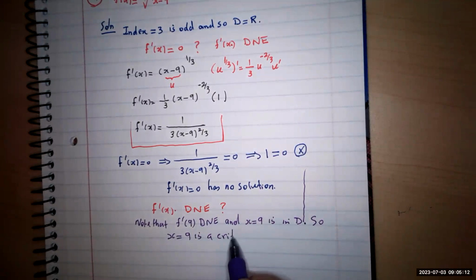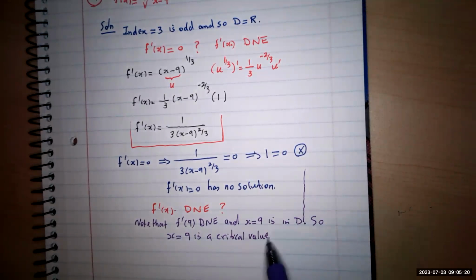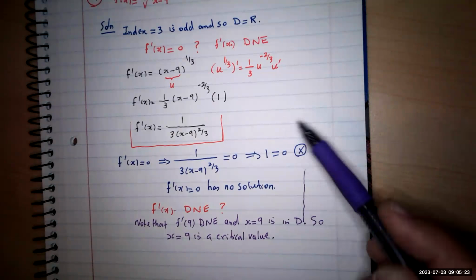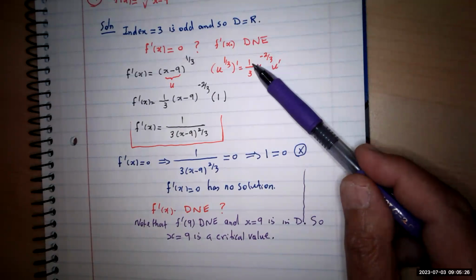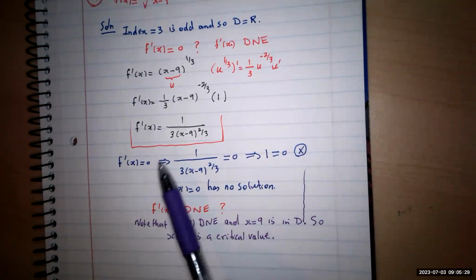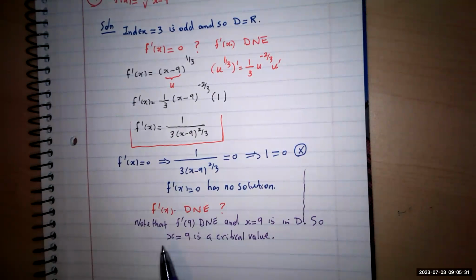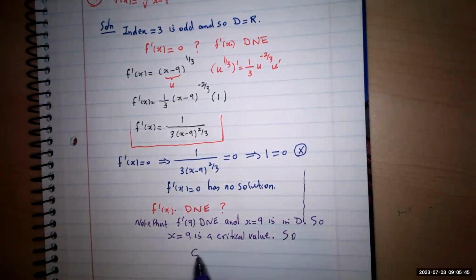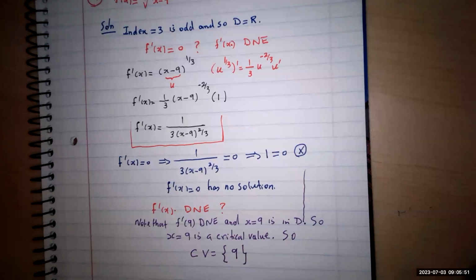It's of the second type that we talked about. You cannot get it from the other method that we did, but from this one. Okay, x equal to 9 is going to be a critical value. So from the horizontal tangent line, we didn't get any. But for the vertical line, because of the nature of this radical function, you get the fact that f prime of 9 does not exist. You have to explain the two possibilities: f prime of 9 does not exist, and it must be in the domain. So the conclusion is that you are going to have only one critical value, and that critical value is 9.